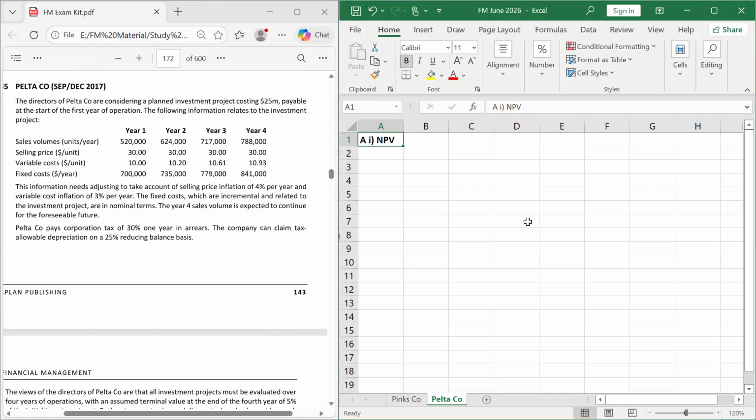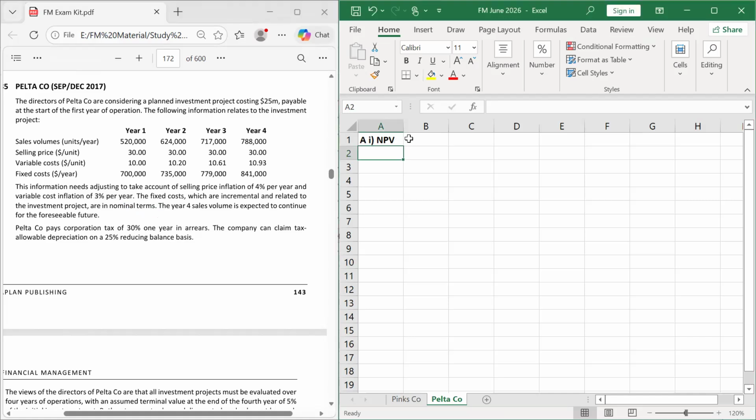So the method, let's see whether it is mentioned or not. The details are given to you, and the specific rate of inflation is given: selling price is inflated by 4% per year, variable cost is inflated by 3% per year, and fixed costs are incremental and related to the investment project, in nominal terms. So fixed cost is already in nominal terms, so it includes the impact of inflation. It means that for the other two things, selling price and variable cost, we have to inflate them.